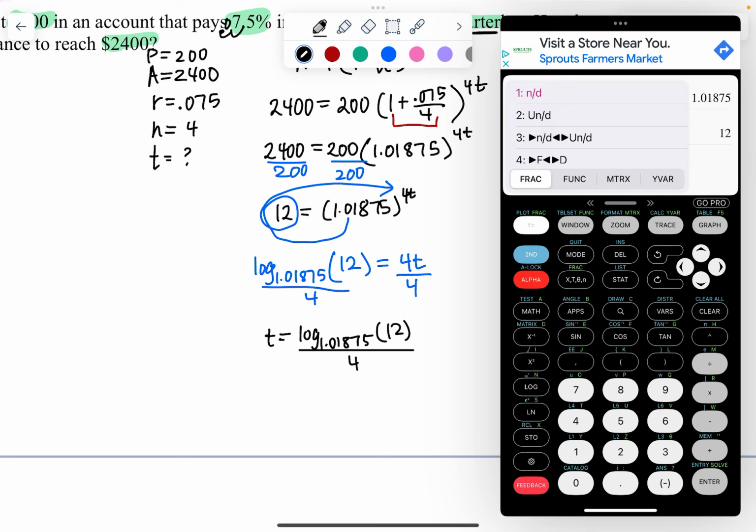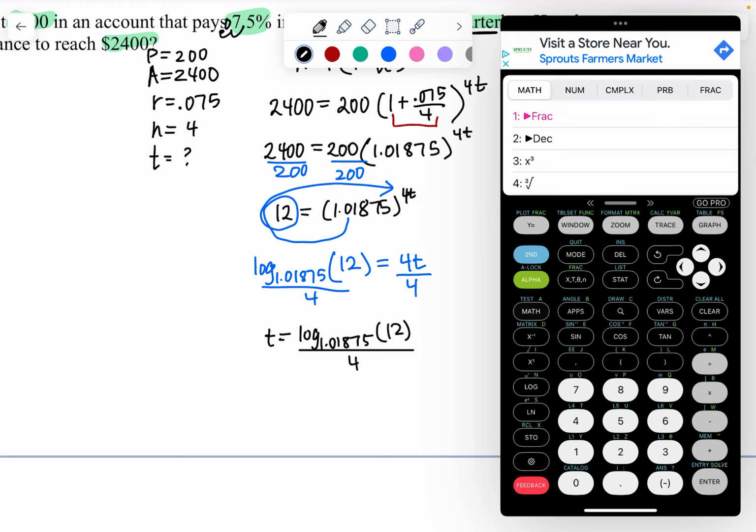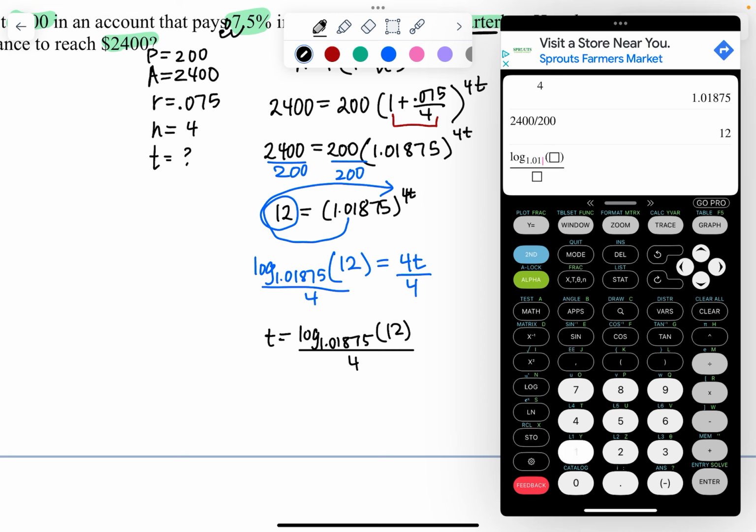So I'm going to get a fraction: Alpha y equals enter. And then to get this base, a different base, you have to press math, alpha, math. And so now it lets me type a different base. So 1.01875, that's my base. And then my argument is just 12. And then we're dividing all of this by 4.